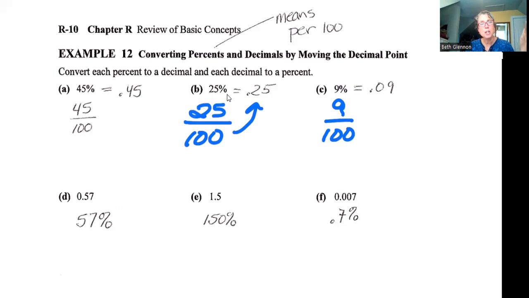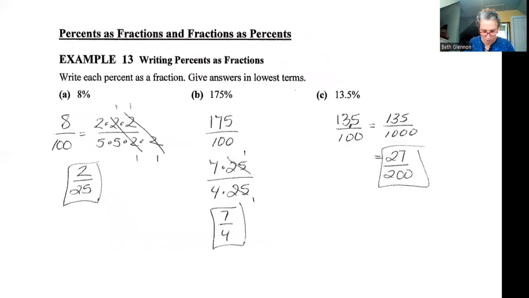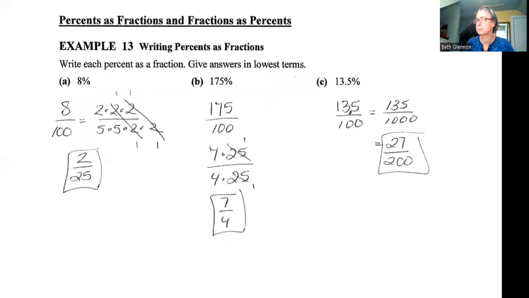Same thing going the other direction, except I know I've got a decimal and I'm going to change it into a percent. So what I'm going to do is take that 0.57 and move the decimal over 2 spots because it's out of 100. Okay, very nice. Moving on, example 13.